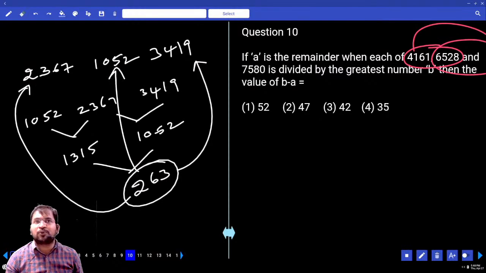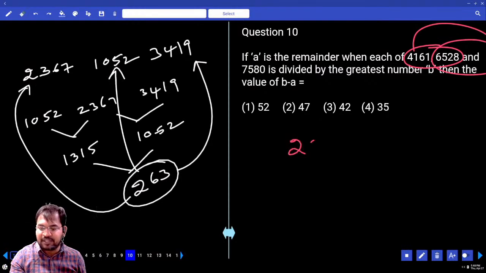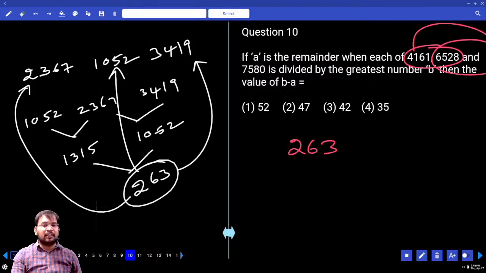So HCF is 263. HCF is what? B. B is 263. But we need to find out A. A is nothing but the remainder. You have to take any number, because in each case we got the same remainder. Take any number.